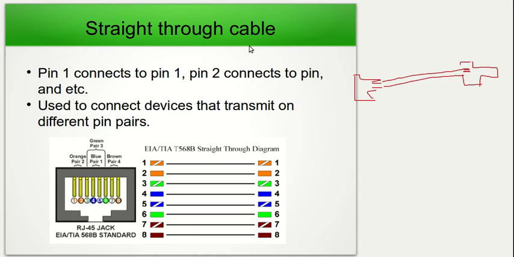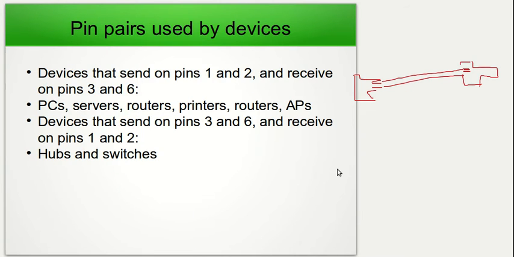Straight through cabling is used when we connect two devices together, the network interface cards of two devices that transmit and receive on different pin pairs. So, before we discuss, let me talk about pin pairs. Just so that you have a bit of background knowledge, PCs, servers, routers, printers, and APs send data on pins 1 and 2 of the network interface card and receive data on pins 3 and 6. Switches and hubs, on the other hand, send data on pins 3 and 6 of the network interface cards and receive data on pins 1 and 2.